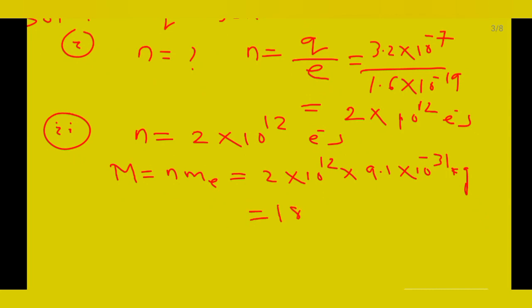It will be 18.2 into 10 to the power minus 19 kg. So there will be transfer of mass, 18.2 into 10 to the power minus 19 kg will get transferred. So is it clear? Now we'll go to the next question.